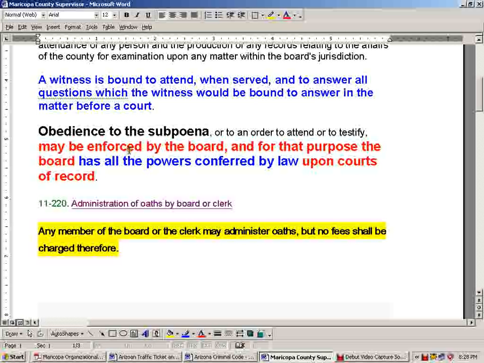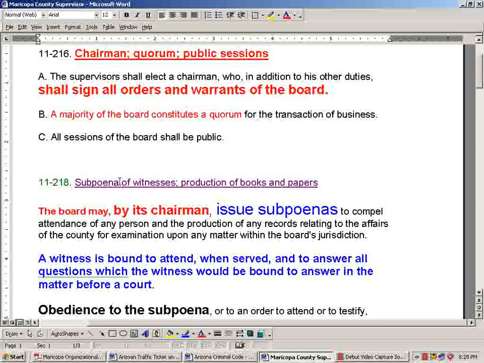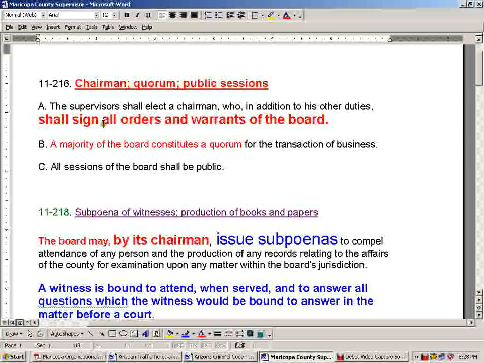And it will be enforced by the board, and for that purpose, the board has the powers conferred by law upon the courts of record. So, you know, what will happen is somebody will get subpoenaed into court, and there'll be a panel of judges sitting there, and they're going to render a judgment, which will trigger an order, and those are signed by the chairman. And the warrants, right? So the chairman is acting like the sheriff of old in England, who only served for a year.